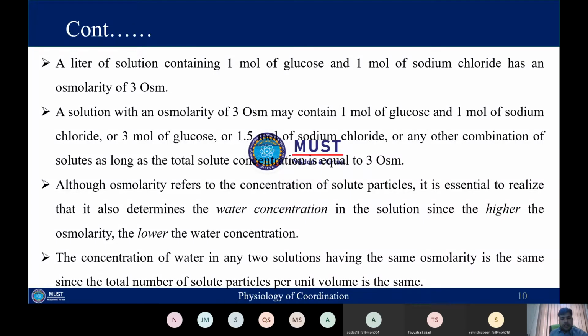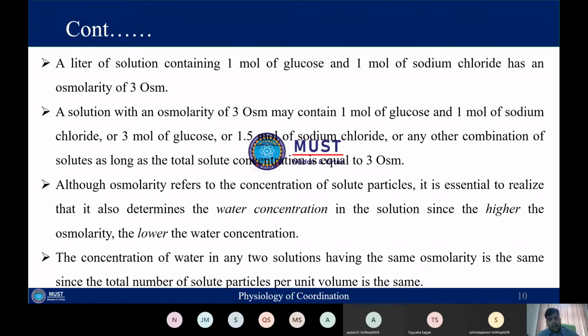So any solution which has an osmolarity of 3 osmole may contain 1 molecule of the glucose and 1 molecule of the sodium chloride, or it can also have 3 molecules of the glucose, or it can have 1.5 molecules of the sodium chloride, or any other combination of the solute, as long as the total solute concentration is 3. So you can simply calculate the osmolarity of the solution in which we have either 3 molecules of the glucose, the osmolarity will be 3 osmole, or we have 1 molecule of the glucose and 1 molecule of the sodium chloride, again the osmolarity will be 3, or we have 1.5 molecules of the sodium chloride, it will also have the total osmolarity of 3 osmole per liter.